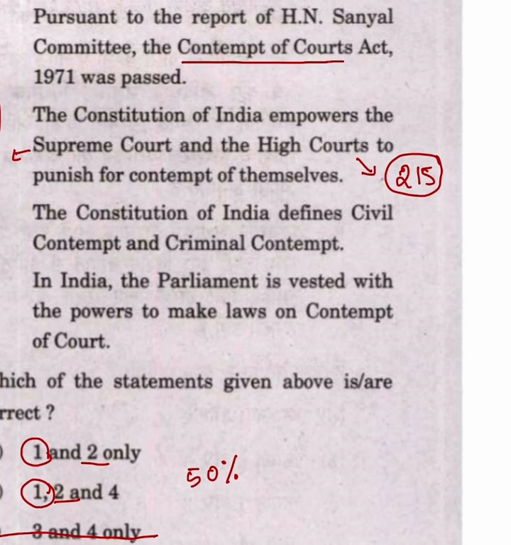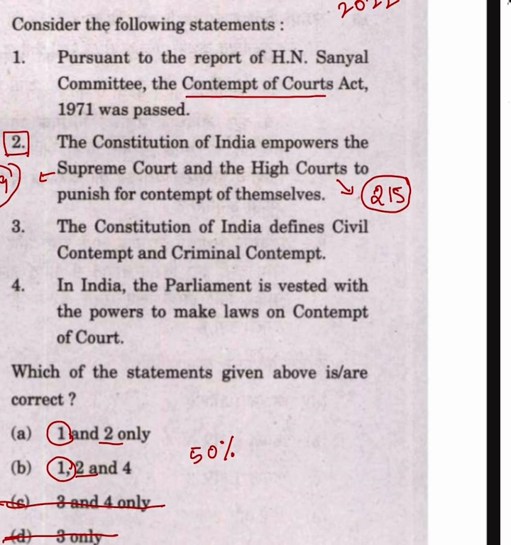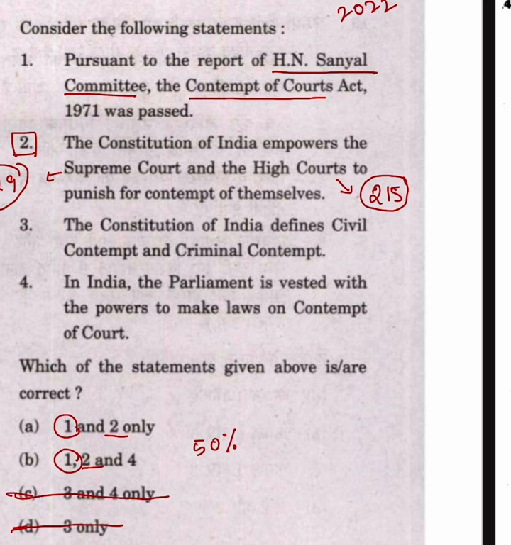The fact given about the H.N. Sanyal Committee is right, and the Contempt of Court Act 1971 was passed. With this knowledge, our analysis reduces, and we only have to deal with statement 4. That means statement 3 is wrong. Without even reading statement 3, we can conclude that it is wrong. Anyways, we will have a look into statement 3.